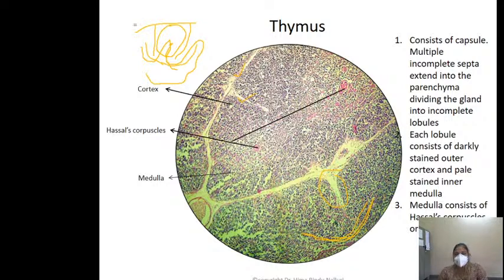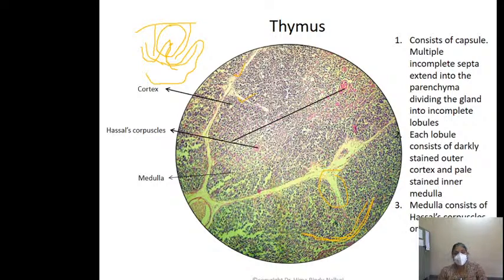within which network of epithelial cells you see the presence of the lymphocytes. So this consists of the capsule, multiple incomplete septa extending into the parenchyma, dividing the gland into incomplete lobules, and each lobule consists of a darkly stained outer cortex and a pale stained inner medulla. Why is it pale stained? It consists of fewer lymphocytes, but the outer cortex consists of densely packed lymphocytes.